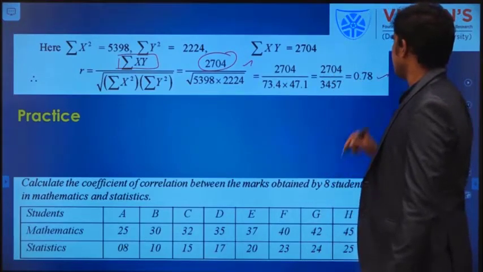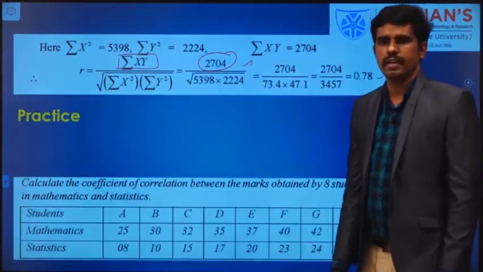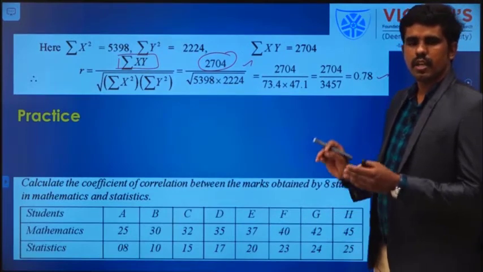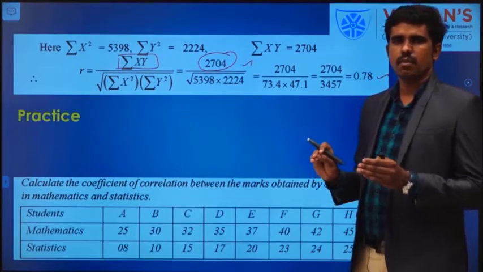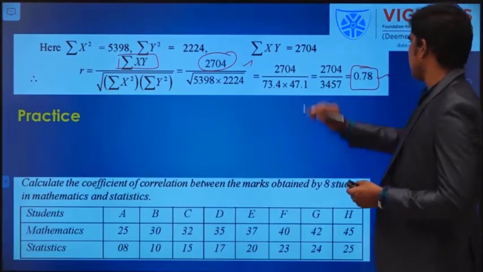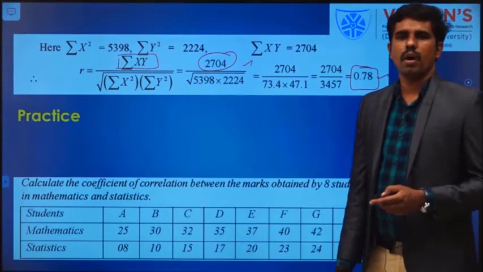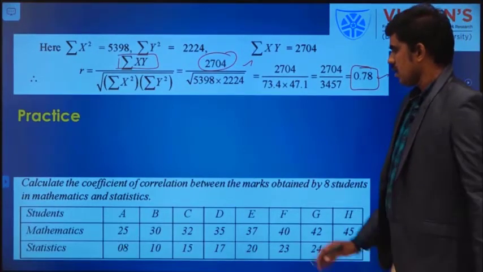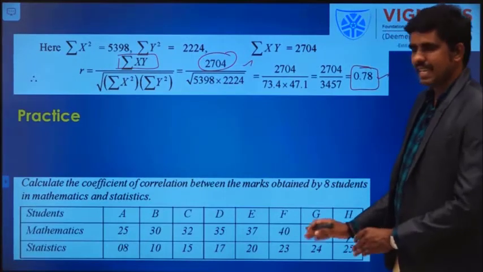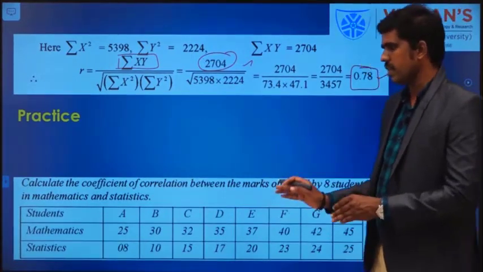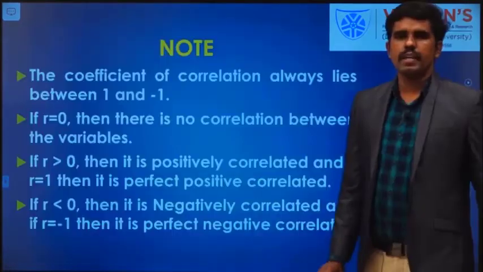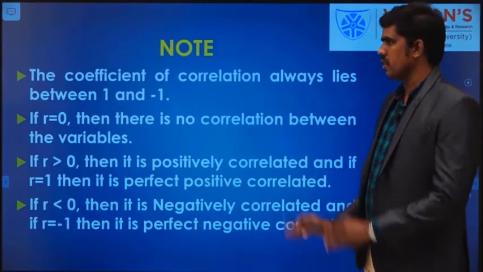After calculation I am getting 0.78. So I am getting a positive correlation. The strength is also somewhat high, right? A somewhat high relation I am getting. So I can understand the relationship between marks in two variables. You can practice this problem. It is an easy one. Similarly, here we are going to find the relationship between marks in mathematics and marks in statistics. Finally I am going to conclude this session by giving this note.